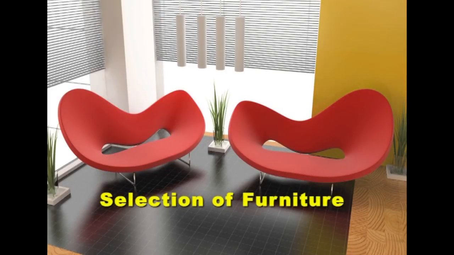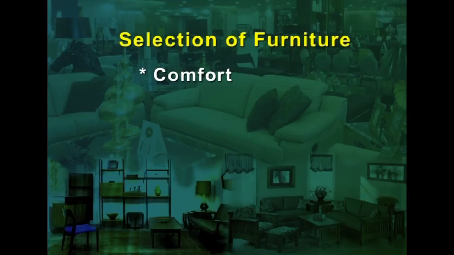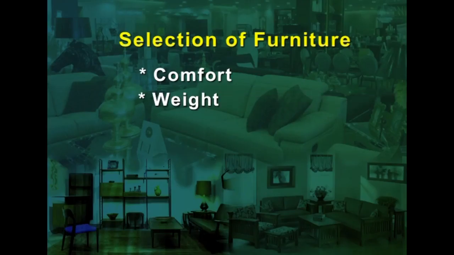Now, let us look at what is selection of furniture. There are various factors that influence the selection of furniture, and of that, the first one is comfort. The most important consideration while selecting a piece of furniture is the comfort. The livability of a home depends largely on its comfortable furniture items and furnishings. Furniture should conform to standard measurements. Let us also look at the weight aspect of it.